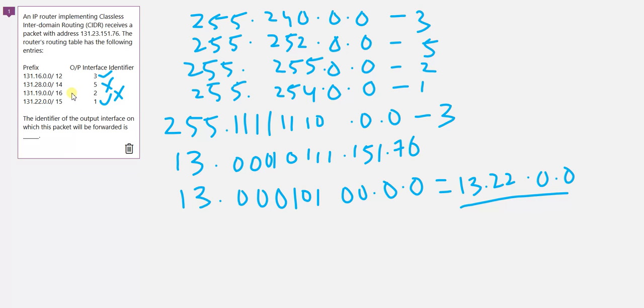The router will choose the network with the highest number of network ID bits. Among these two, the highest number of network ID bits is in the last network, that is interface 1. So the router chooses this network and sends the packet to interface 1. So the correct answer is interface 1, and the blank should be filled with 1.